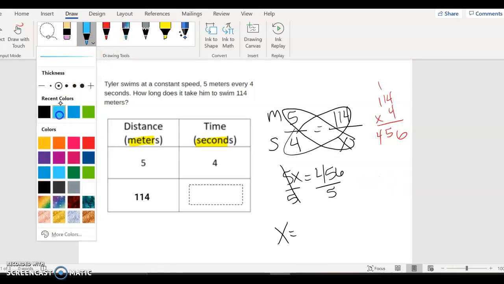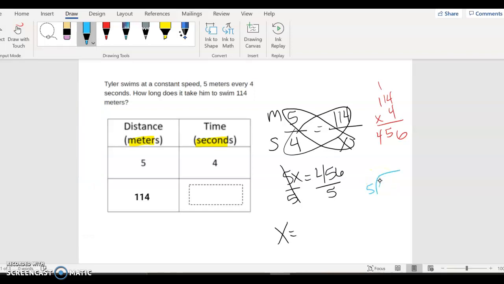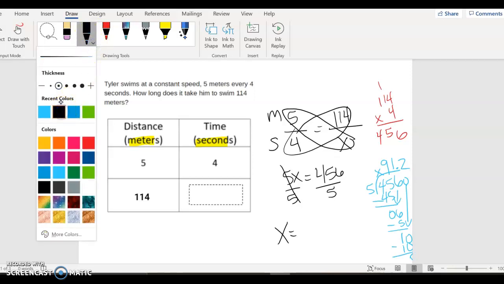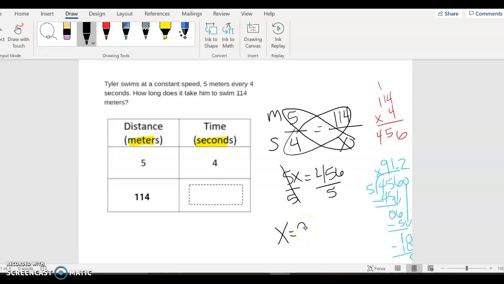We do top in, bottom out. 5 will not go into 4, but it will go into 45 9 times. Subtract, nothing left. Bring down the 6. 5 goes into 6 1 time. 5, subtract, 1 left. Decimal, drop a 0. 5 goes into 10 2 times. And we're done. So we know for 114 meters, it's going to take him 91.2 seconds.